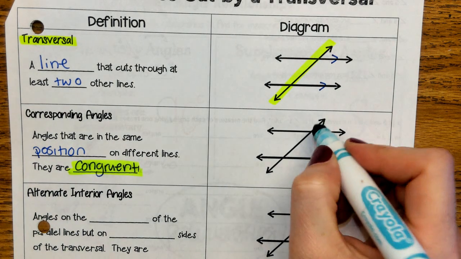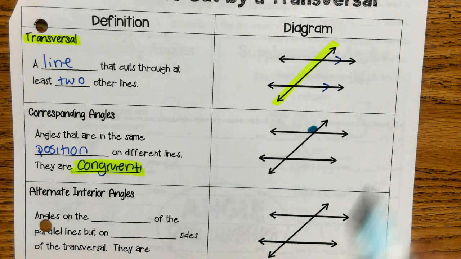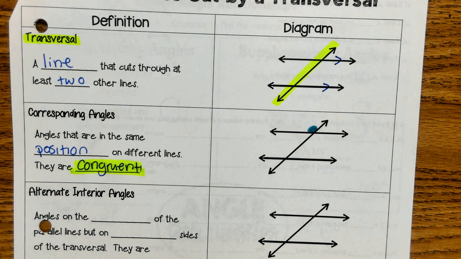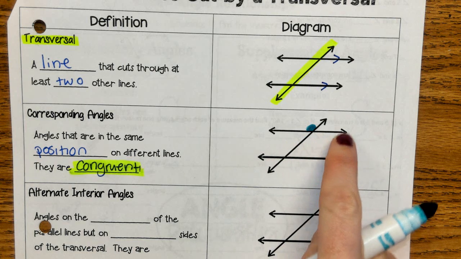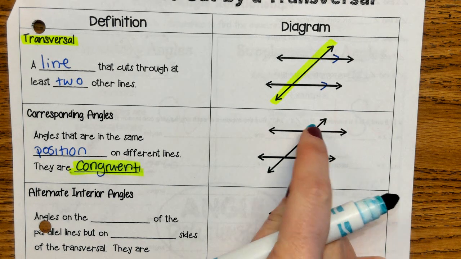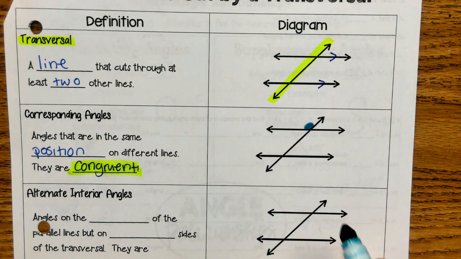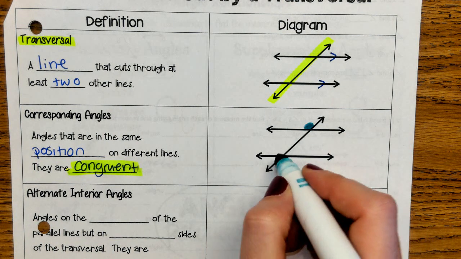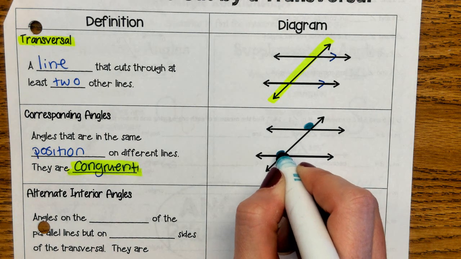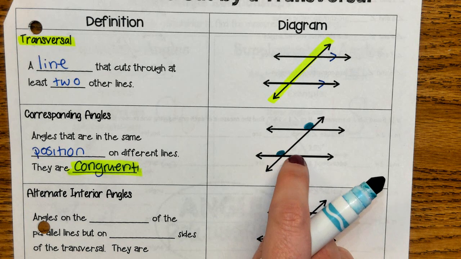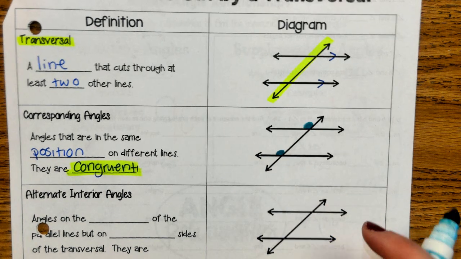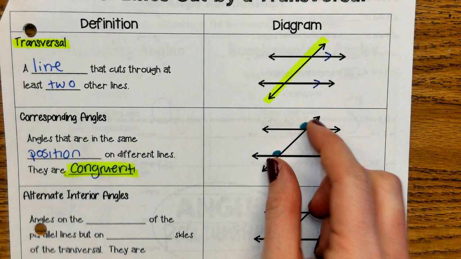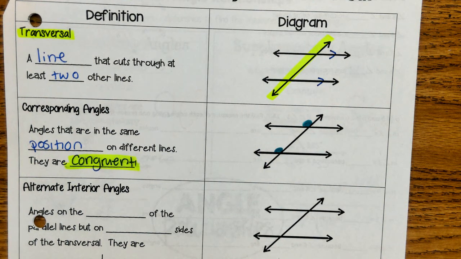So, right here, that bluish angle is above the parallel line on the left-hand side of the transversal. It is congruent to this angle that is on top of the parallel line to the left-hand side of the transversal. These two angles are in the same position on different lines. By the same position, I mean they are on the top left-hand side.